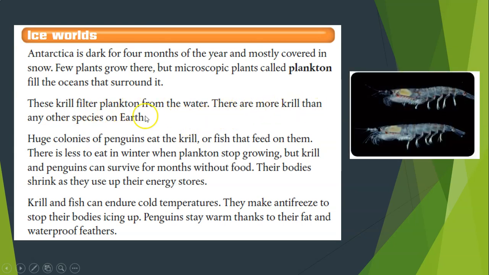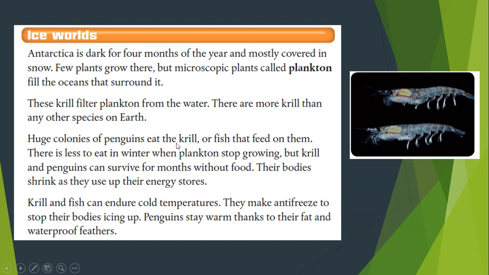There are more krill than any other species on earth. The plankton is a microscopic plant, and the krill feeds on the plankton. These krill filter plankton from the water, and there are more krill than any other species on earth. Huge colonies of penguins eat krill.